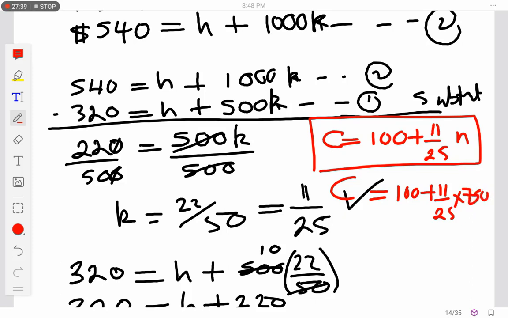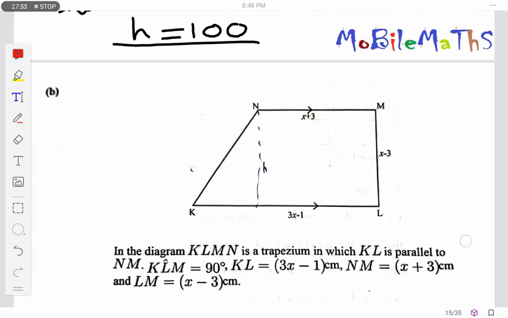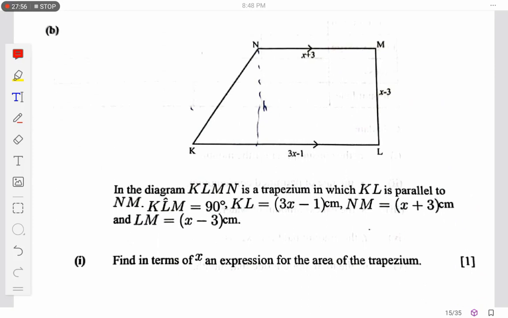Okay. So I can divide, I'll have 100 plus 330 there. So my cost is going to be $430. Okay, so that's how we do this question. Let's move on. Okay, part B of the question.